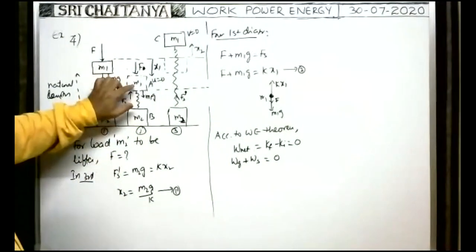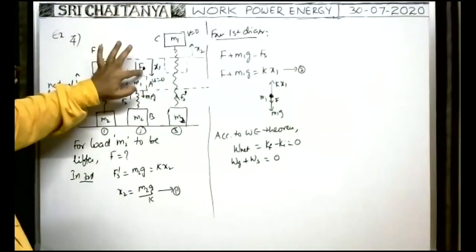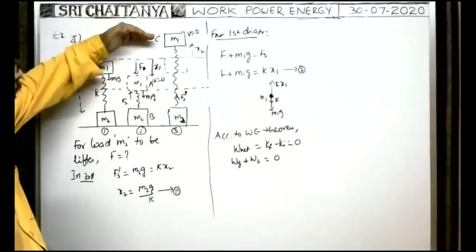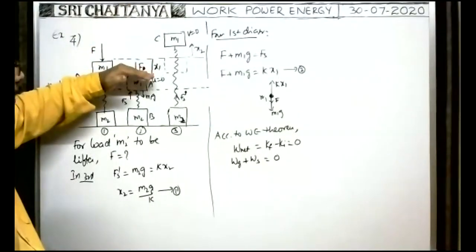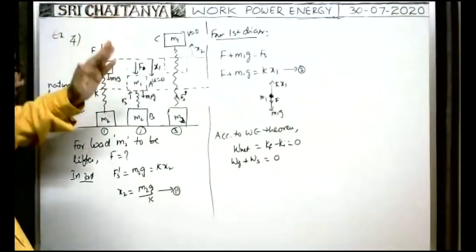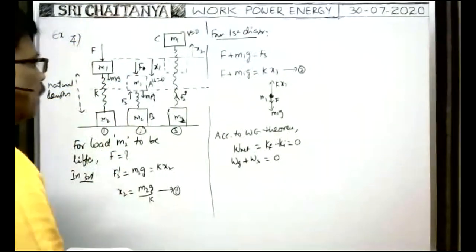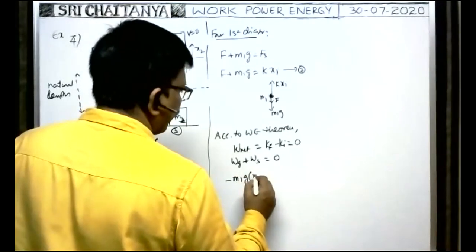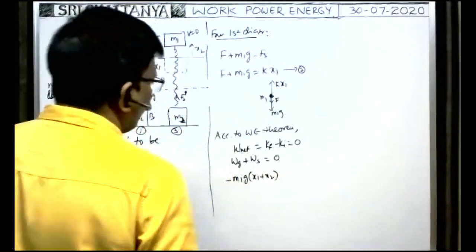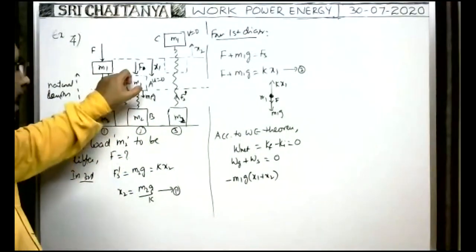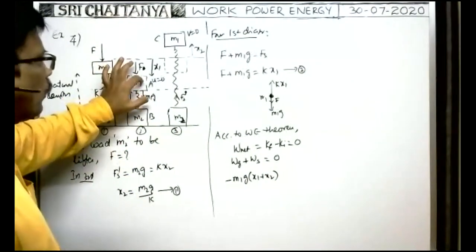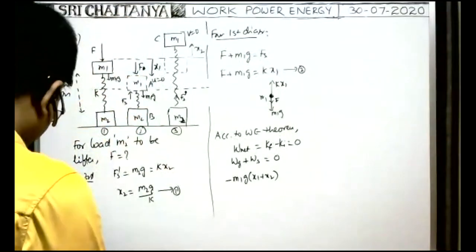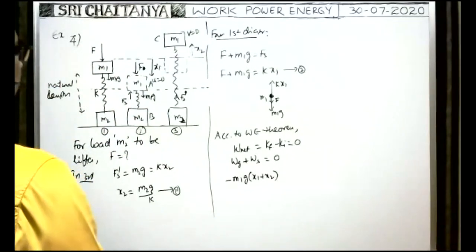Whenever the block is released, when you remove the force acting on the body, immediately the block moves up to a height x1 plus x2. That means against the gravity, the block moves upwards. That's why net work done by the gravity is negative, minus m1 g into x1 plus x2. It is the work done against the gravity. Gravity acts on this block downwards, whereas the block moves upwards. That's why the work done by gravity is negative. Okay, next.